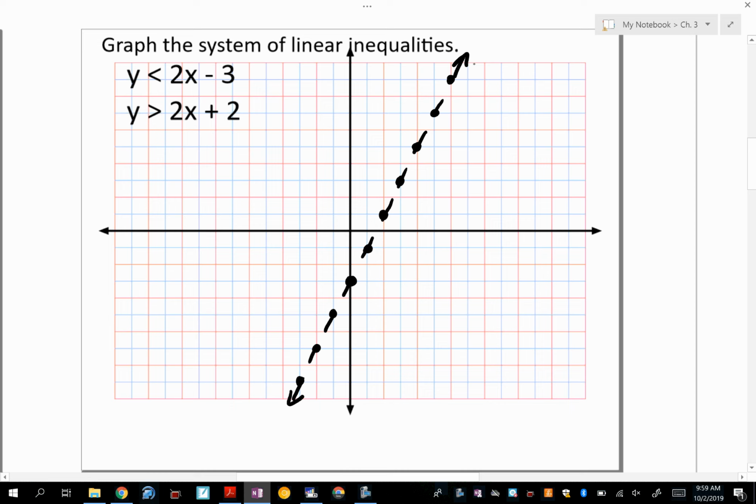All right, so once you have that, if you're using multiple colors, now you can pick a color to shade. What direction should I shade for less than? Below. So below is going to be this way, below the line. So I put my arrow there to show which way to shade. So if you're using colors, go ahead and shade below that line.